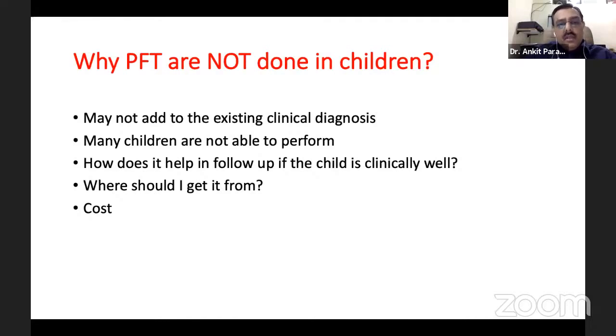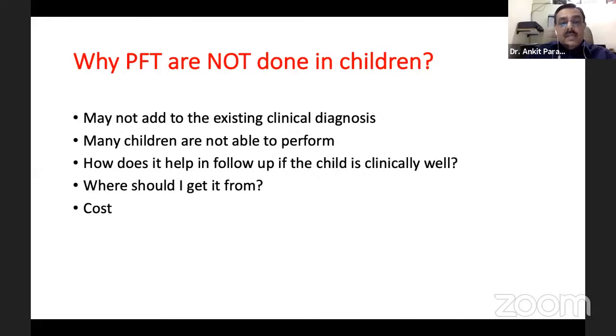Now, the third thing which anyone would say is that in follow-up, the child looks absolutely well. The child is not having symptoms. This child has done very well on inhaled steroids. So do you think doing a lung function in follow-up will actually help to manage this child? I can follow up this child clinically, and I've been doing that for years.